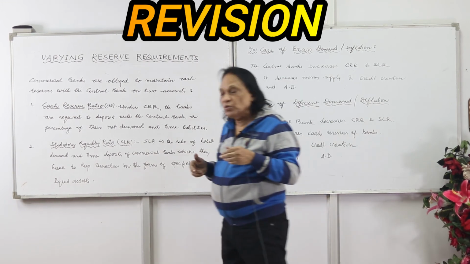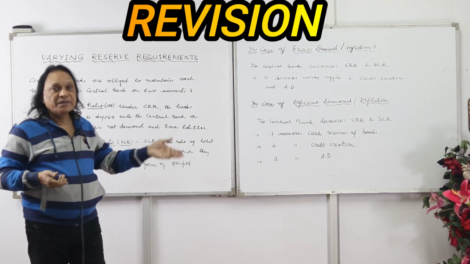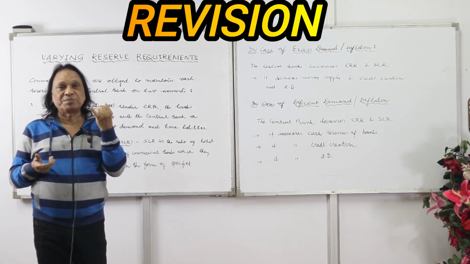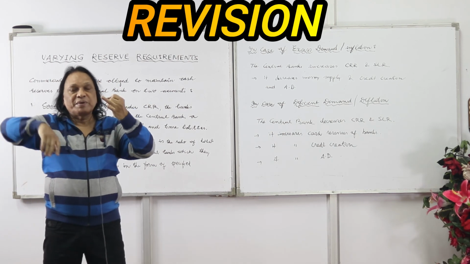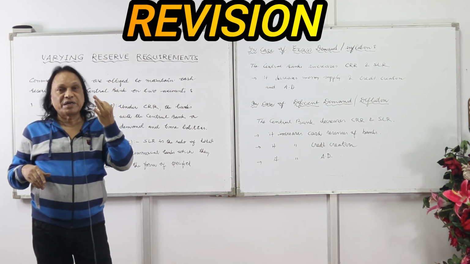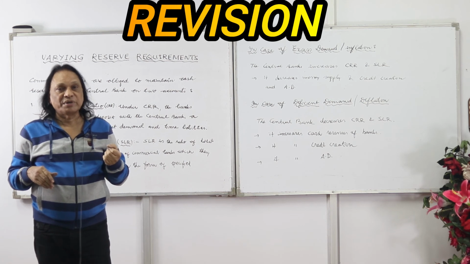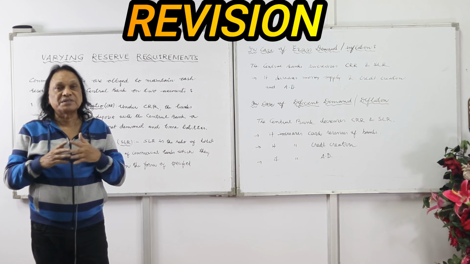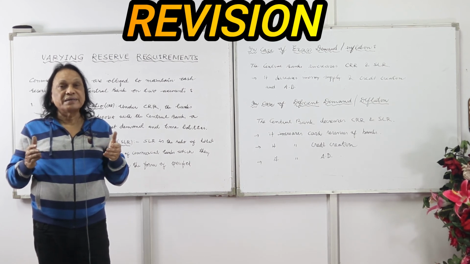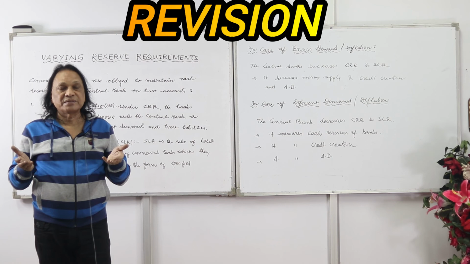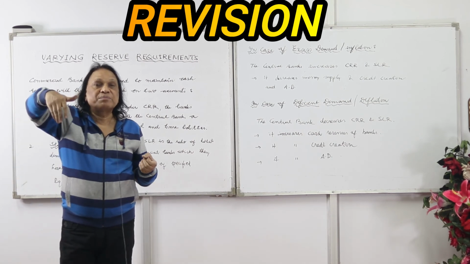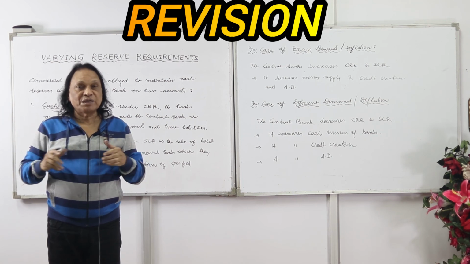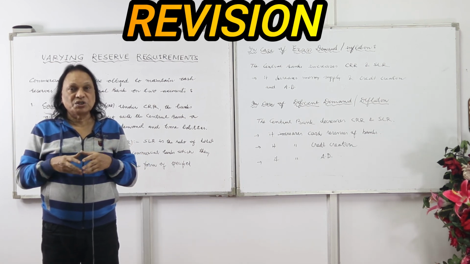What does the central bank do in case of excess demand, inflation? They increase both CRR and SLR and reduce the credit creation capacity of commercial banks. There will be less money supply in the economy, aggregate demand will come down, and automatically inflation comes down. In case of deficient demand, the central bank reduces the CRR and SLR and increases the credit creation capacity of commercial banks. As a result, there will be more money supply in the economy, output will increase, income of the people will go up, employment level will go up, and depression or recession is controlled.